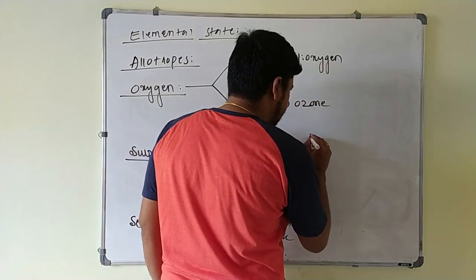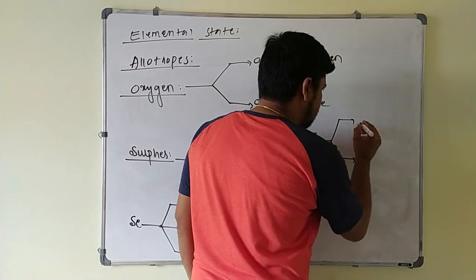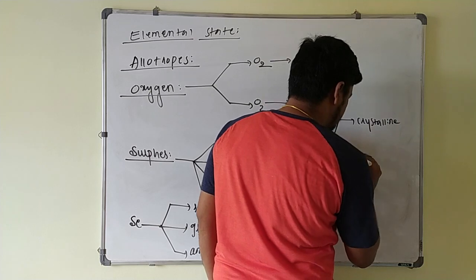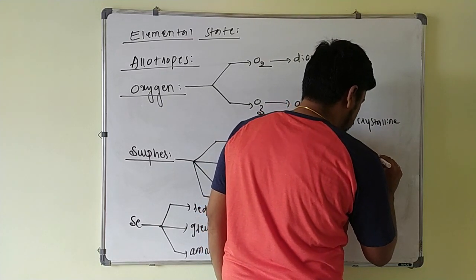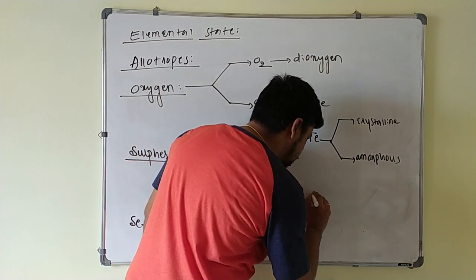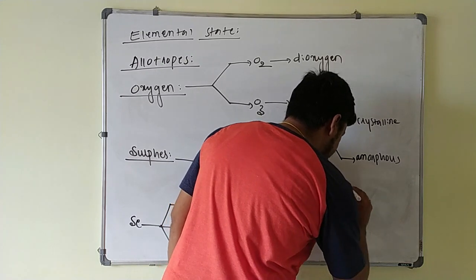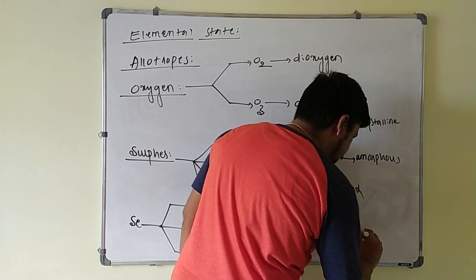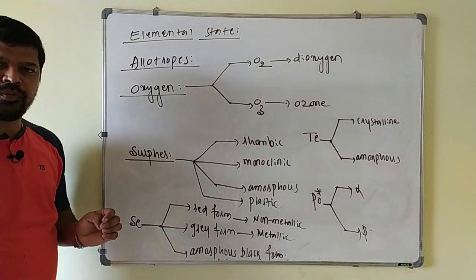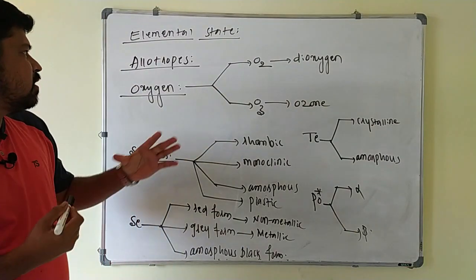Next, tellurium. It also exists as crystalline and amorphous form. The last one, polonium, a radioactive element, also exists as alpha and beta form. Okay, these are the allotropes of group 16. All the elements of group 16 show allotropy. Okay, this is allotropes.